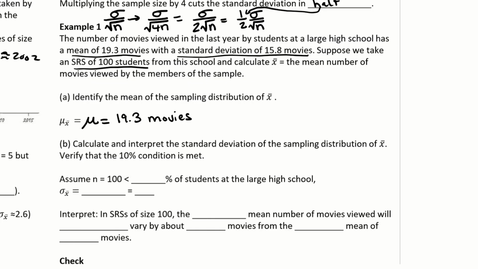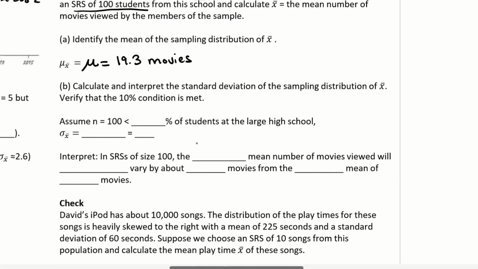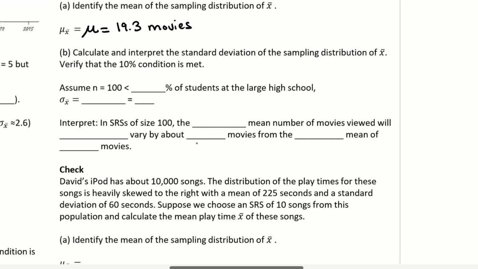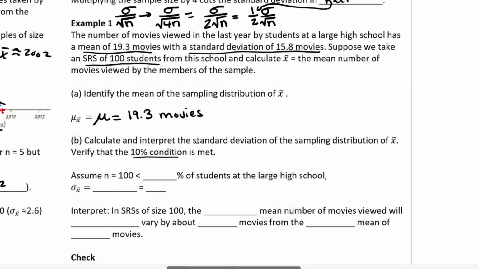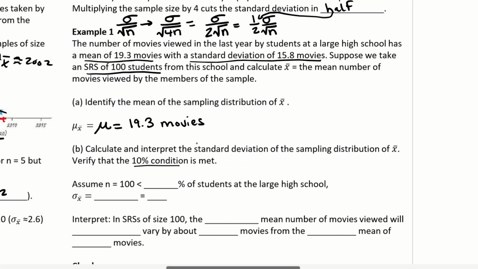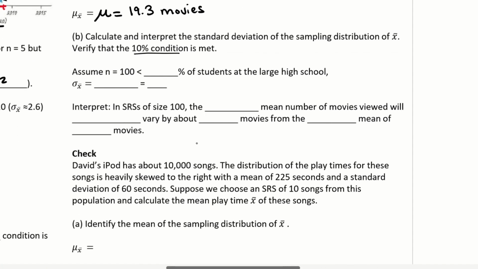All right, and then part B, calculate and interpret the standard deviation of the sampling distribution. We're going to first verify the 10% condition is met. Since we took a random sample of 100 students from a large high school, we're going to assume that 100 is less than 10% of the population of all students at the large high school, in which case it passes the 10% condition.